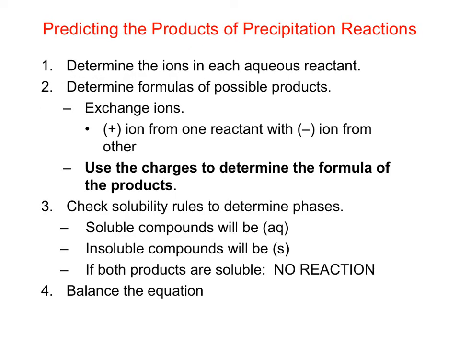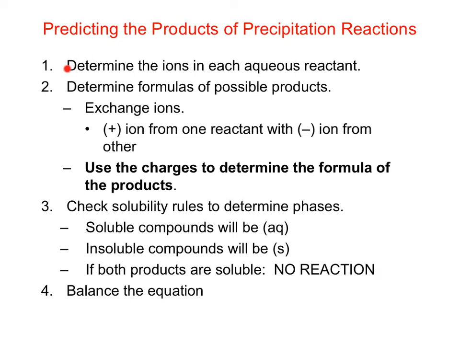All right, so we want to be able to predict the products of precipitation reactions. And so to do that, we would follow these steps. I'm going to go through these kind of quickly. What you may want to do is pause this and write them down. But I think it'll make the most sense when we apply these rules to some specific examples.